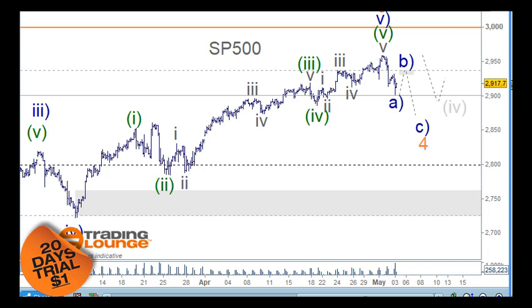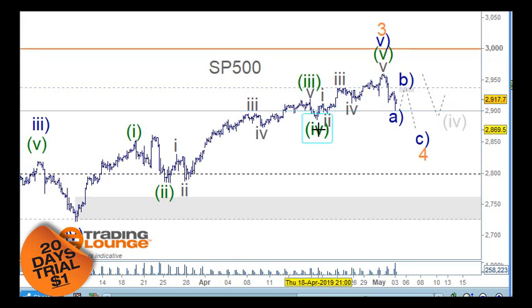Welcome to Trading Lounge and the US indices for the 3rd of May, and the SP 500 on the 4-hour chart here. From this reference point of wave 3 and wave 4, we've been looking for 5 waves up, in terms of 1 and 2 and 3 and 4, and from wave 4 here we were counting 1 and 2 and 3 and 4 and 5 here, for the 5th wave.